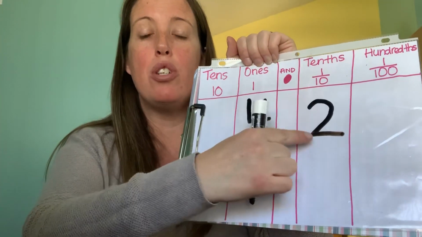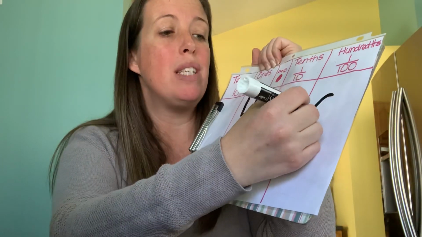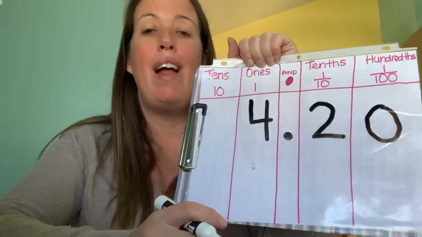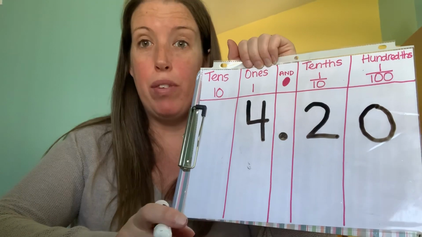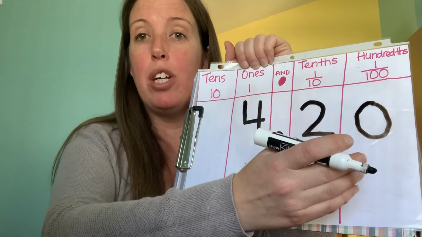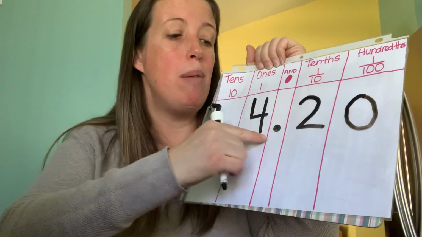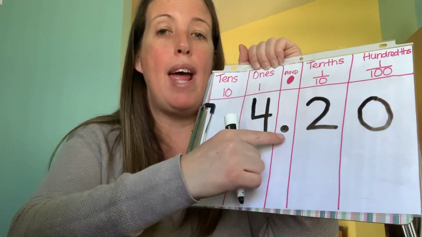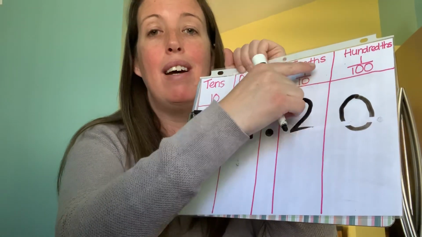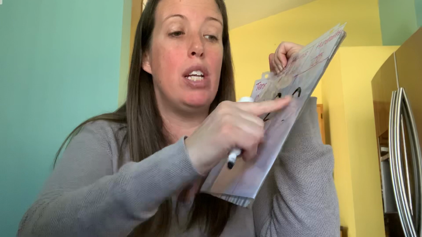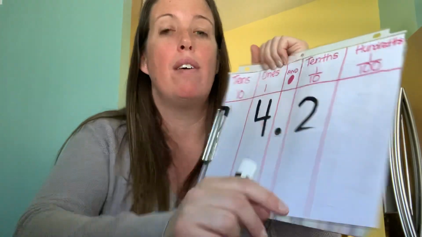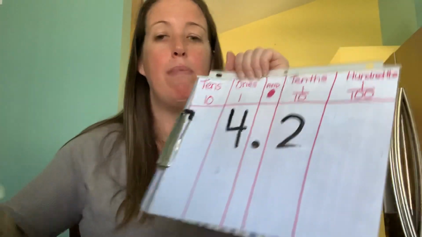4 and 2 tenths. Now, if you put a 0 here, this number is equivalent. It has the same value. However, this number shows 4 and 20 hundredths. I only wanted 2 tenths, so it's going to look like this instead.